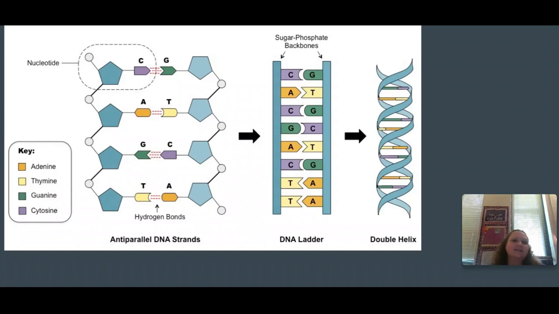As far as the sugar phosphate backbone goes, that is the part of the nucleotide that's the pentose sugar and the phosphate. And so we always consider that the backbone, with the nitrogenous bases making up the rungs of the ladder. So when we look at it in a flat form, we call that the DNA ladder. When we look at it in its three-dimensional form, it's what we call a double helix, because it has the two sides and they look like they've been twisted, like a twisted ladder. That's the double helix.